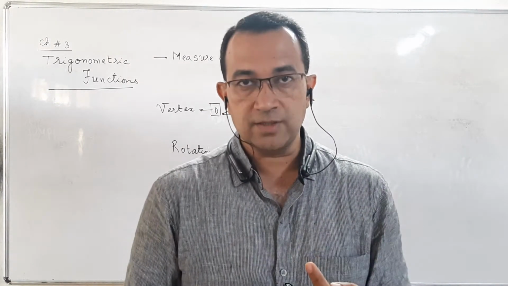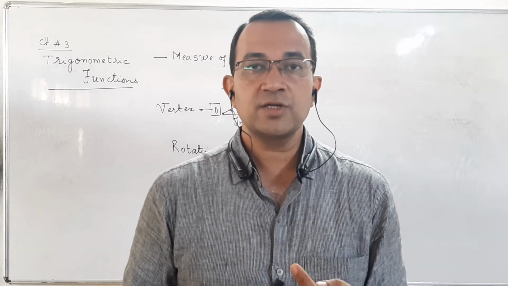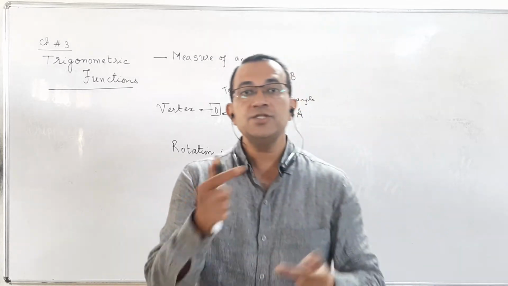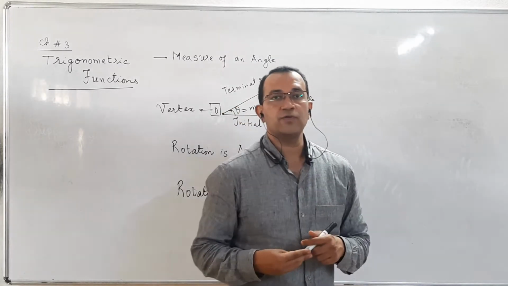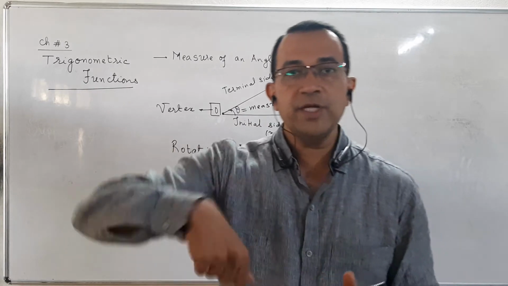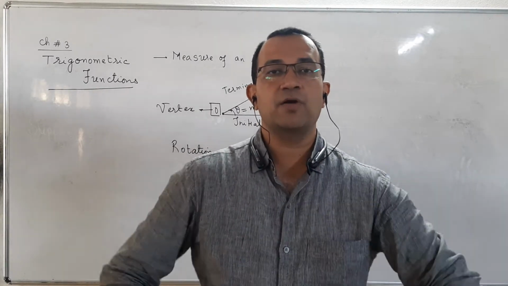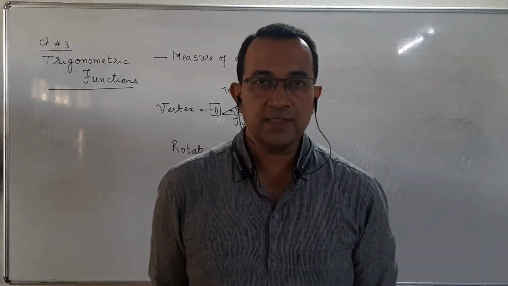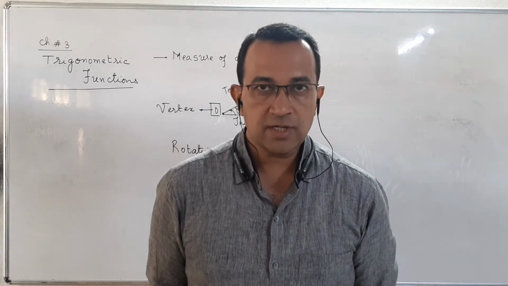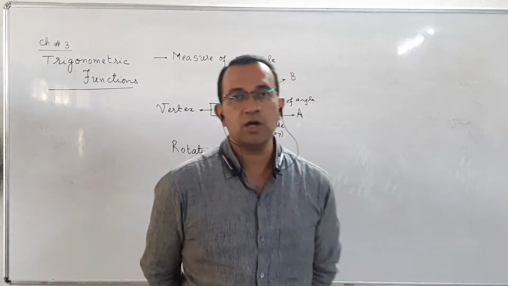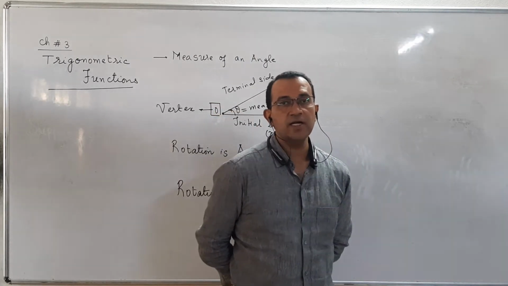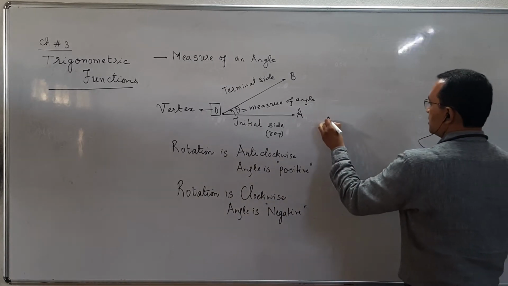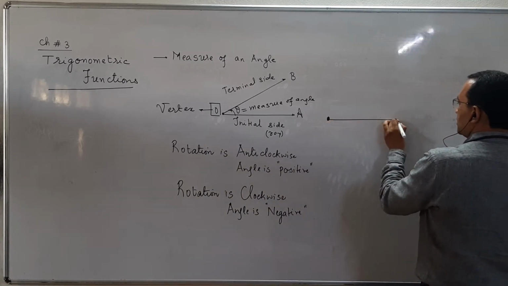So in general, the measure of rotation of a ray from initial to terminal side is the measure of an angle. If the rotation is anti-clockwise, the angle is considered positive, and if the rotation is clockwise, then the angle is considered negative. Now students, say this is a ray OA.